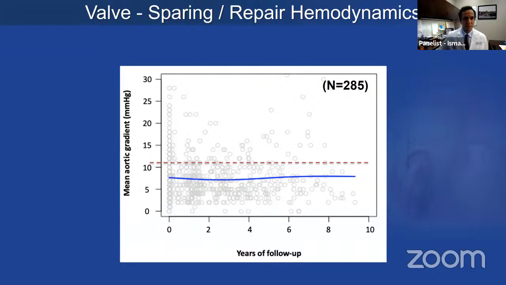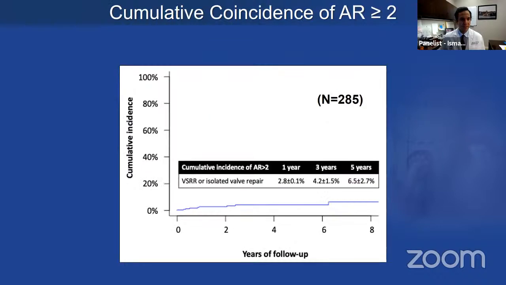Importantly, when we do valve repair, this is my personal series of almost 300 patients now. And when you follow them over time, you can see in blue is the average mean aortic valve gradient across these aortic valves. And it always remains in the single digits. Only a few patients have gradients in the double digits, but the vast majority have very low gradients, both at rest and with exercise. And in terms of durability, or in terms of cumulative incidence of recurrent AR, it remains rather acceptably low at 5 years.